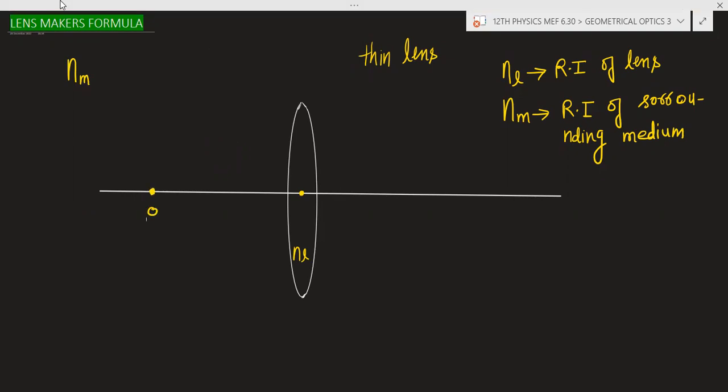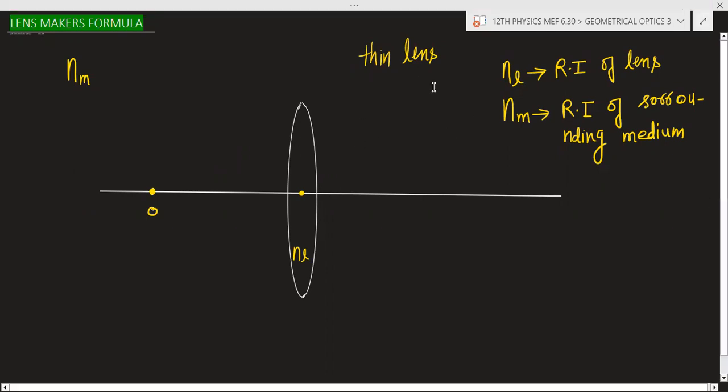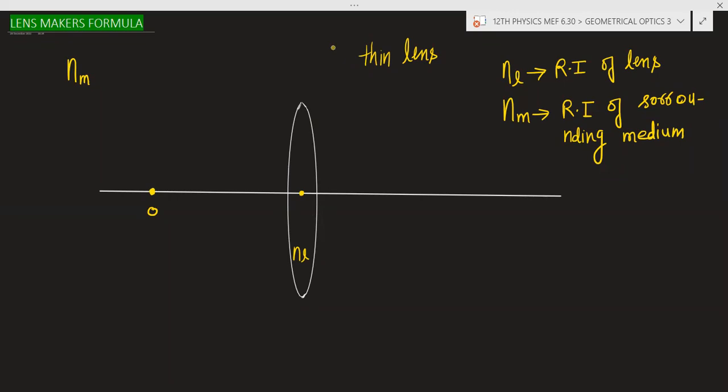Here an object is placed, and I told you the lens is a combination of two surfaces. One surface is this, and another surface is this. Both surfaces are convex. I'm supposing this is the first surface. For this first surface, the center of curvature will be this side. Suppose this is C1, the center of curvature for the first surface, and R1 is the radius of curvature for this first surface.